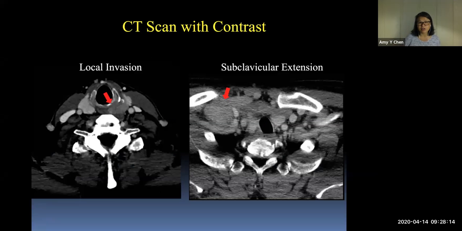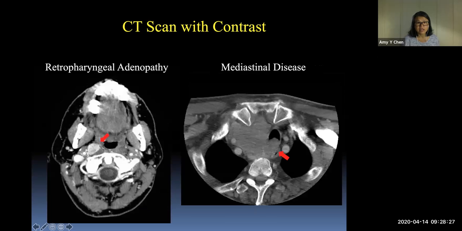So CT scan with contrast is very good, as I mentioned, for looking at tracheal invasion, also subclavicular invasion of lymph nodes and/or the thyroid itself. It's also excellent for looking at retropharyngeal adenopathy. This is an area that often is overlooked or forgotten when radiologists look at cross-sectional imaging.